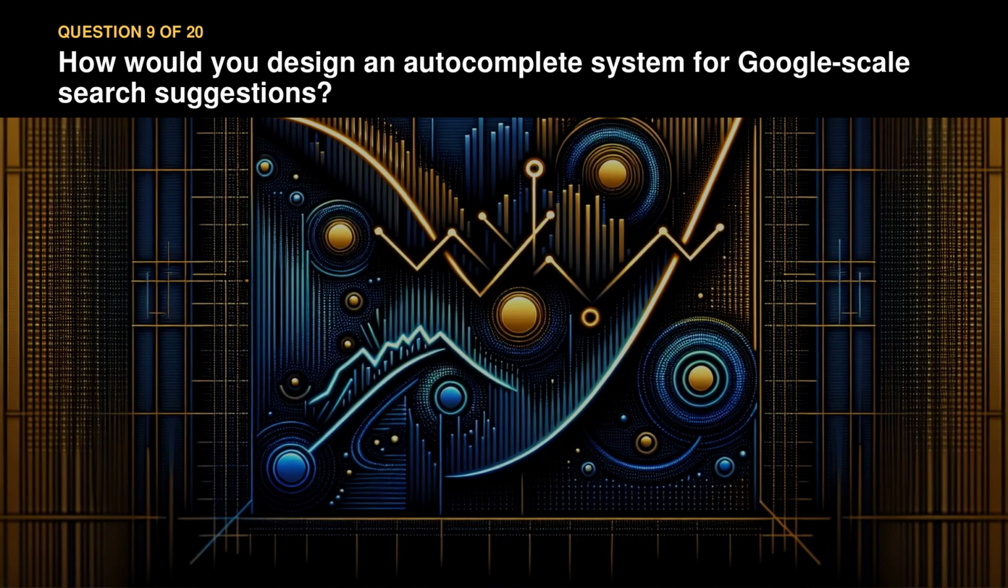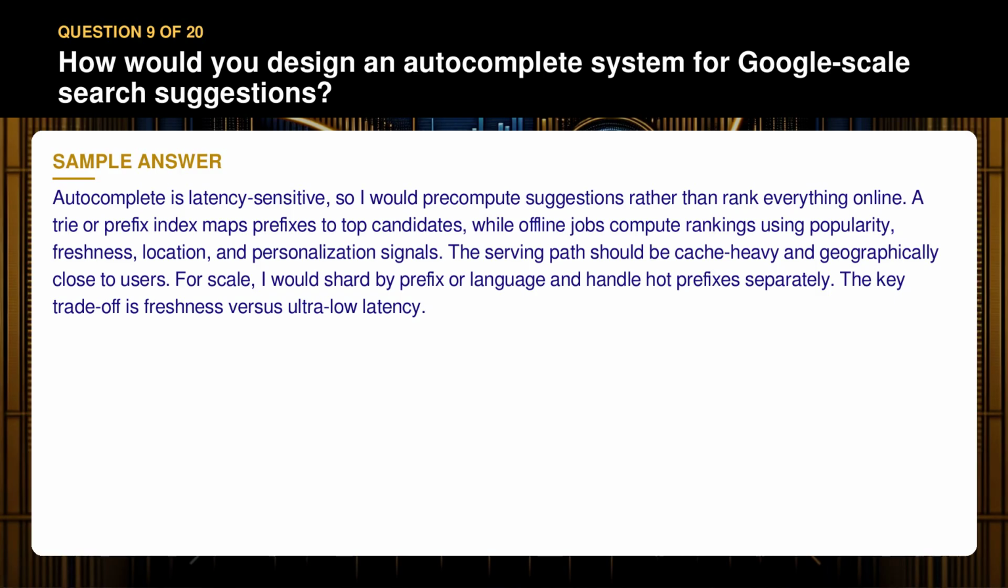Question 9. How would you design an autocomplete system for Google scale search suggestions? Autocomplete is latency sensitive, so I would pre-compute suggestions rather than rank everything online. A trie or prefix index maps prefixes to top candidates, while offline jobs compute rankings using popularity, freshness, location, and personalization signals. The serving path should be cache-heavy and geographically close to users. For scale, I would shard by prefix or language and handle hot prefixes separately. The key trade-off is freshness versus ultra-low latency.